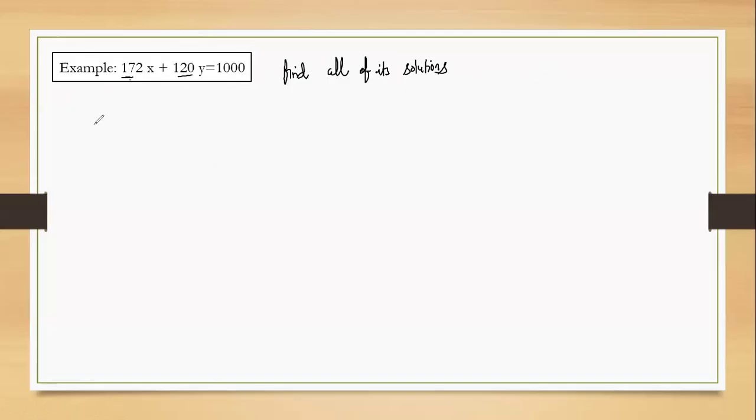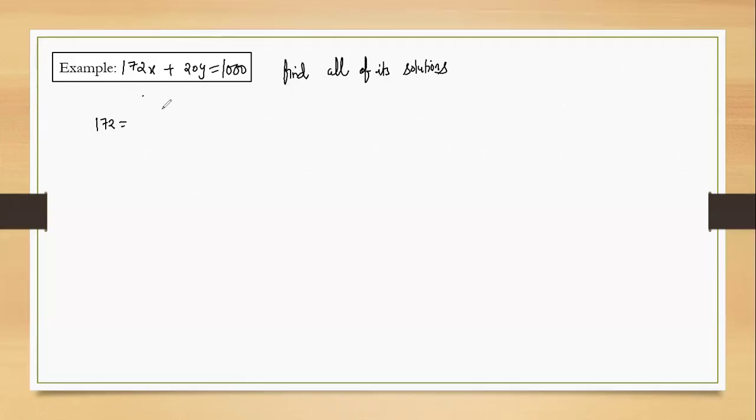So basically, we can write 172 as 1... wait, I think there is a mistake in the equation. Let me make it simple: 172x + 20y = 1000. I changed the equation a little bit, just to make it simple.